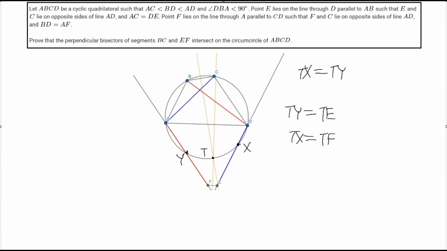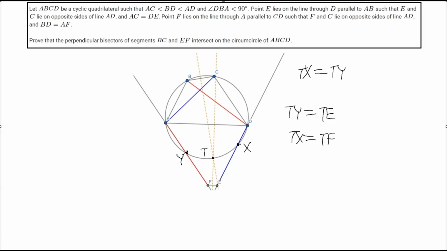Let's start with TY equals TE and see if this is even a reasonable approach. So if we draw on this perpendicular bisector here, we get that it obviously passes through T, and it also appears to pass through D. So this is definitely going somewhere. So let's see what's going on.